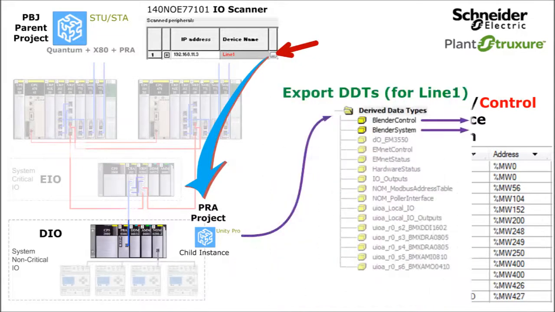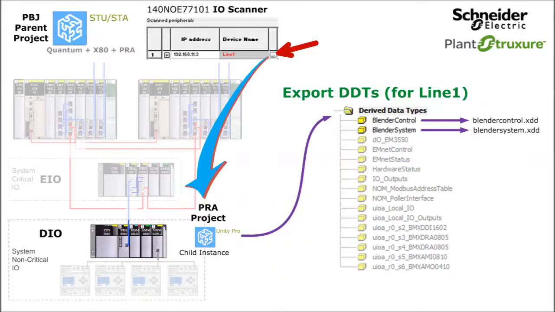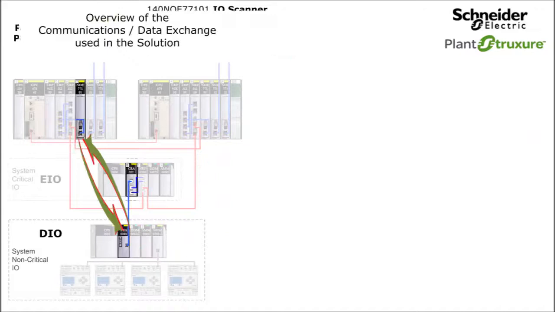Next, the two Blender DDT definitions are exported. These will be imported into the parent Quantum project later. The last function required by the X80 DIO drop is to have the BMX PRA know the status of the Quantum system. This is necessary because the preferred operation is to have the DIO drop act like an EIO drop and include the option to set the output states to predetermined states in the event of a communications loss or a stop of the Quantum controller.